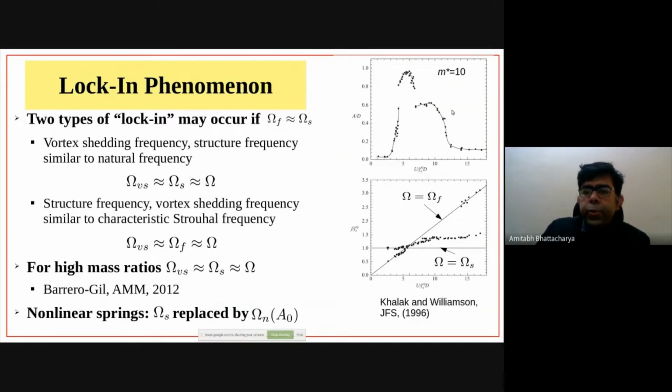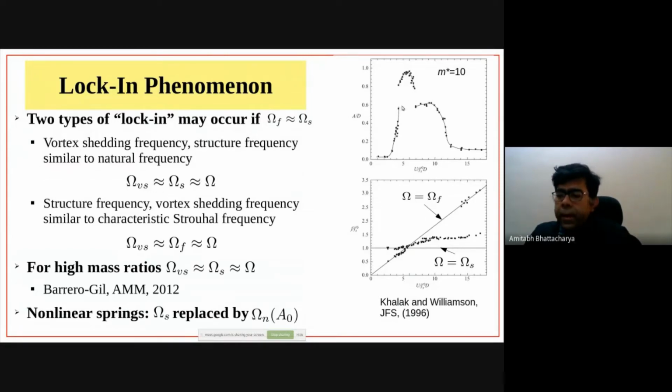This result I'm showing is for a linear spring. That means the structure basically has the same natural frequency no matter what amplitude you have. In linear springs, the natural frequency is independent of the amplitude of oscillation. You can see that if my reduced velocity goes to 5, the amplitude seems to be the highest. But then I do get a pretty significant region over which I have large amplitude oscillations.